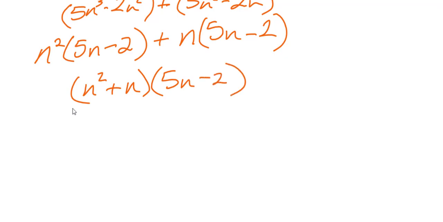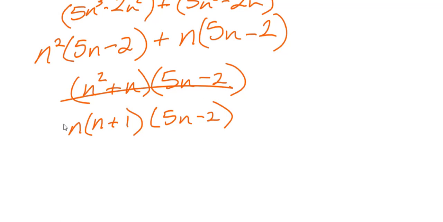At this point, I really have to factor out this n squared and n. So really, I'm going to pull out 1n. Now pay attention here when I pull out this n, because I'm pulling out 1n from here, leaving 1n behind. When I pull this n out, it leaves a 1 behind. So therefore, my final answer here would be n times n plus 1 times 5n minus 2. Okay? So that's what our final answer here would be.